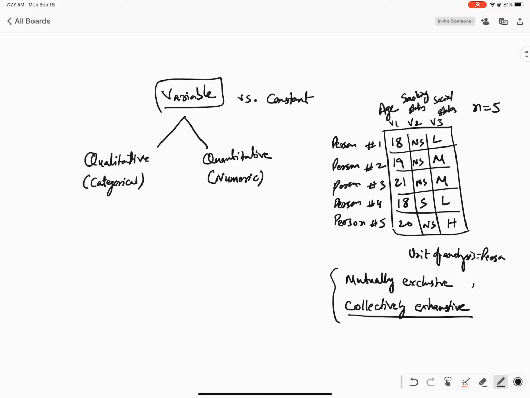Right? So taken together, these 2 terms indicate that any variable that you're dealing with is either qualitative or quantitative. It has to be one of these 2 because there is no third type. And at the same time, it can't be both. It will be either qualitative or quantitative, but not both at the same time. All right, so that's mutually exclusive, either this or that, and collectively exhaustive.